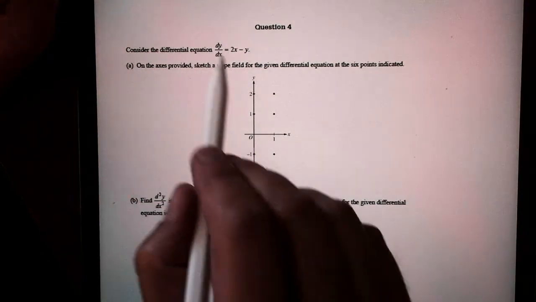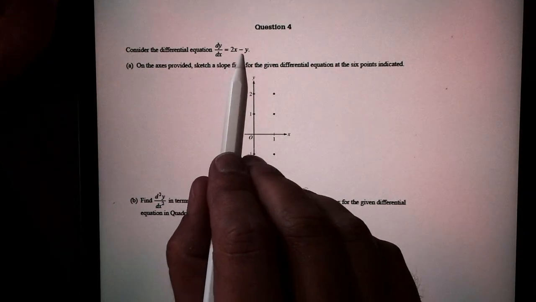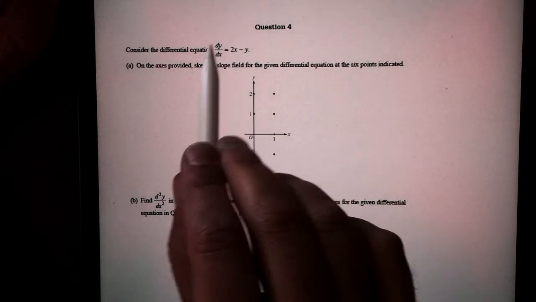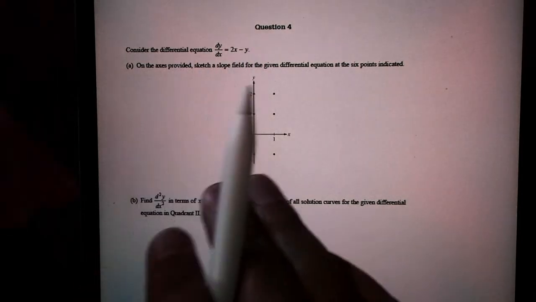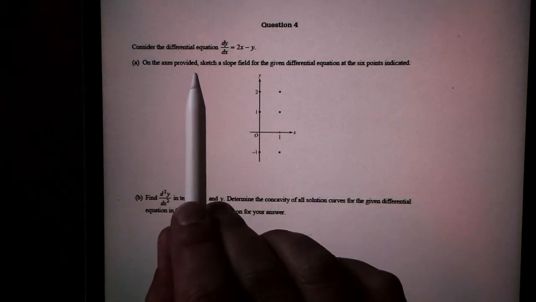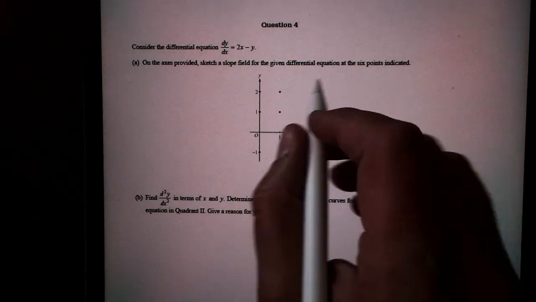A lot of people had a hard time with it because if we look at the differential equation that they give us, 2x minus y, a lot of students thought they had to solve it. This is a very hard differential equation to actually solve. They don't want us to solve it, they just want us to understand what it means. So for the first question, they're asking us to sketch the slope field at 6 points.